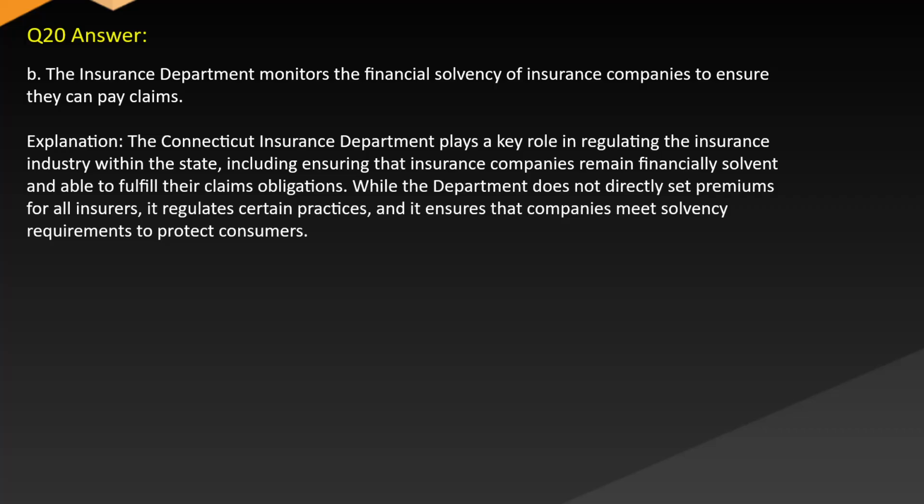Answer B. The Insurance Department monitors the financial solvency of insurance companies to ensure they can pay claims. Explanation: the Connecticut Insurance Department plays a key role in regulating the insurance industry within the state, including ensuring that insurance companies remain financially solvent and able to fulfill their claims obligations. While the department does not directly set premiums for all insurers, it regulates certain practices and it ensures that companies meet solvency requirements to protect consumers.